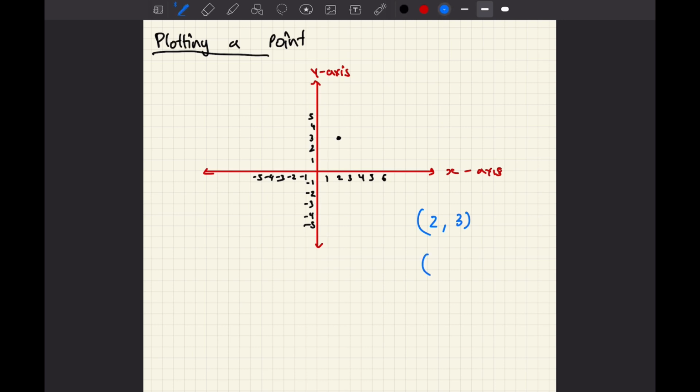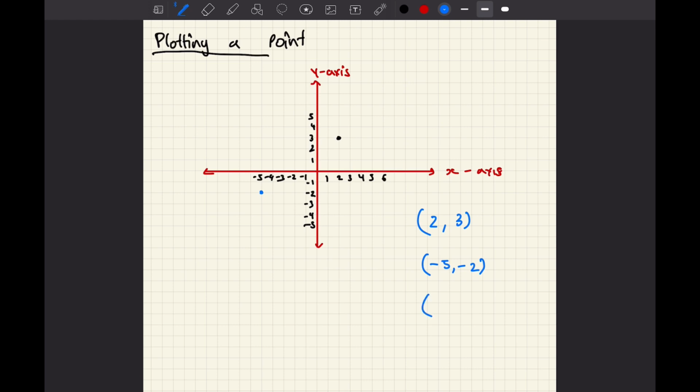So what about (-5, -2)? What will this look like? So we go to -5 on the x-axis, which is here, and then we go to -2 on the y-axis, which is here. So we plot our point (-5, -2).